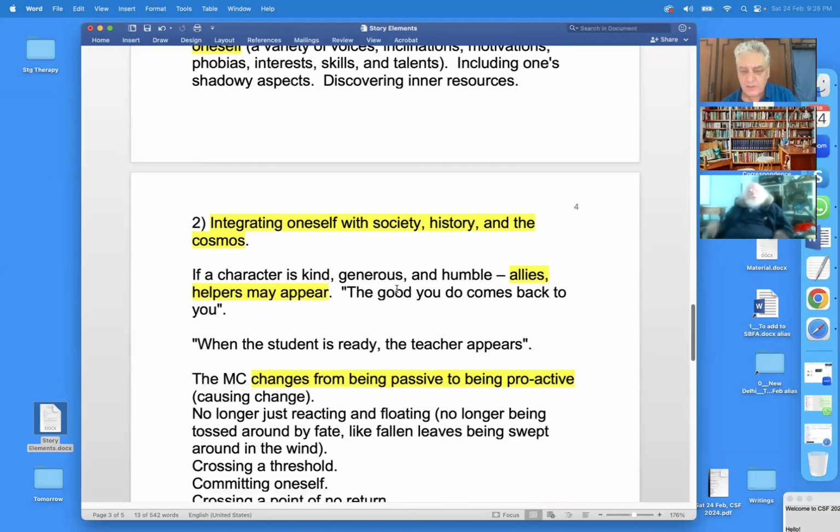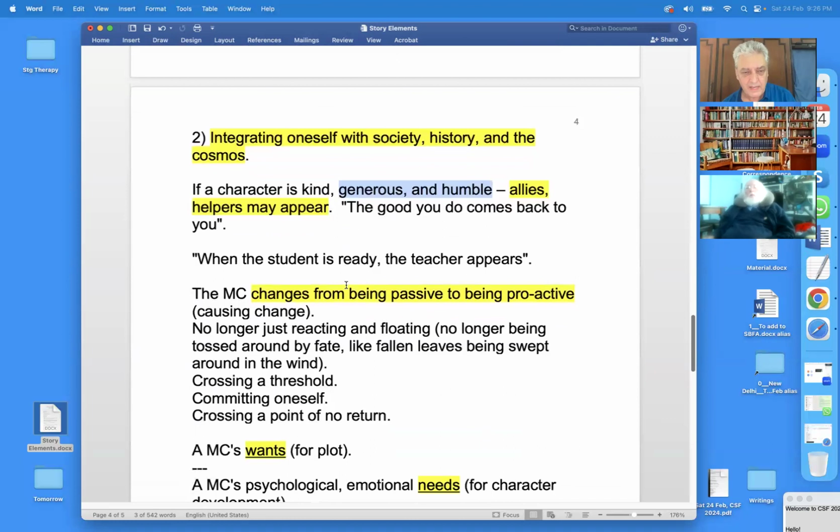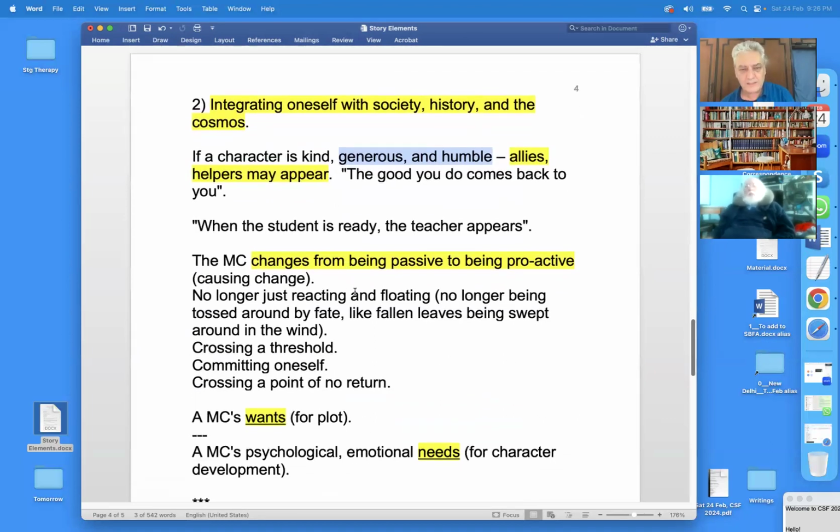Characters who are kind, generous, and humble tend to be helped by allies and helpers who appear. The famous fairy godmother helping Cinderella. So we expect that good characters, and we certainly hope that good, kind, humble, generous characters are going to get this help. And there's suspense about, will she get the help, or is she going to continue to get bad treatment? As I mentioned, the story may involve the main character at first being like a leaf being swept by the wind, but then at a certain point she crosses a threshold and she stabilizes, and she's committed to doing something.